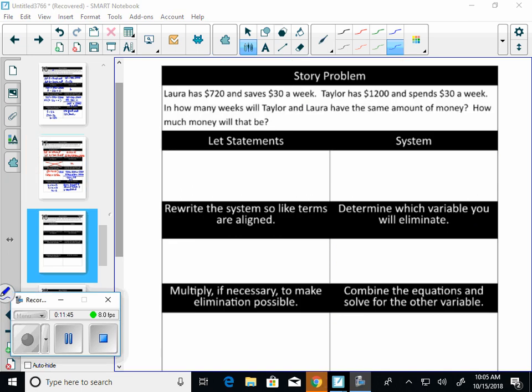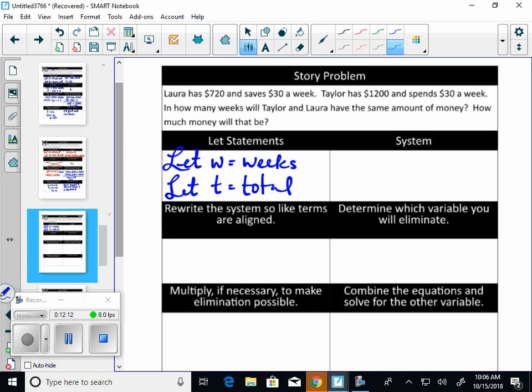All right, Laura has $720 and saves $30 a week. Taylor has $1,200 and spends $30 a week. In how many weeks will Taylor and Laura have the same amount of money? And how much money will that be? So let W equal the weeks and let T equal the total. In this case, we don't care about specifically Laura or Taylor. We want to know how many weeks it's going to take and how much money that's going to be.